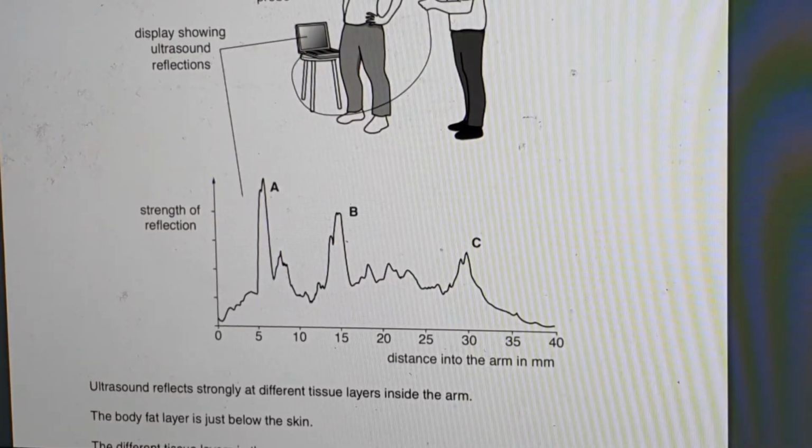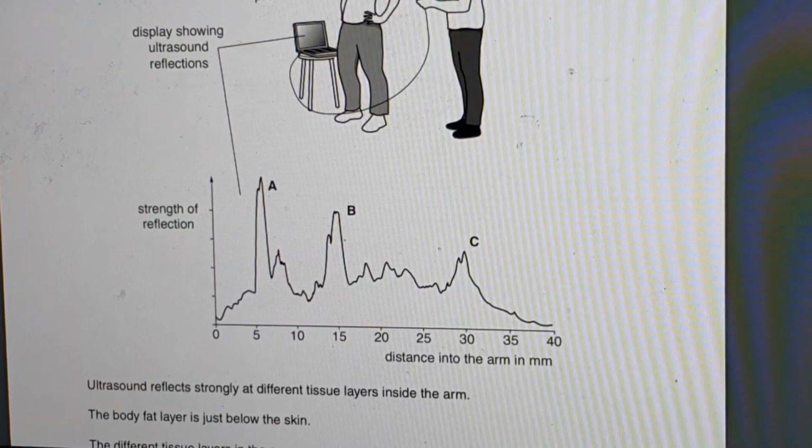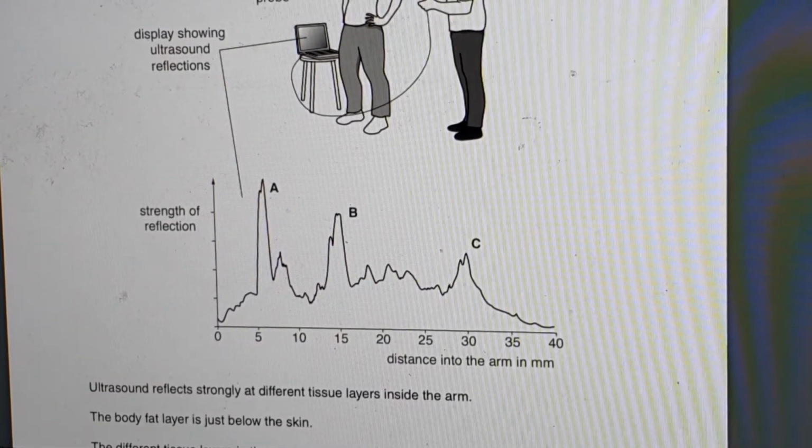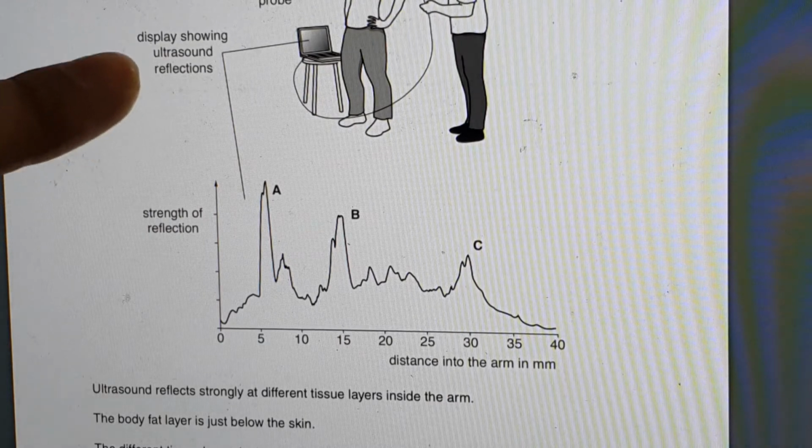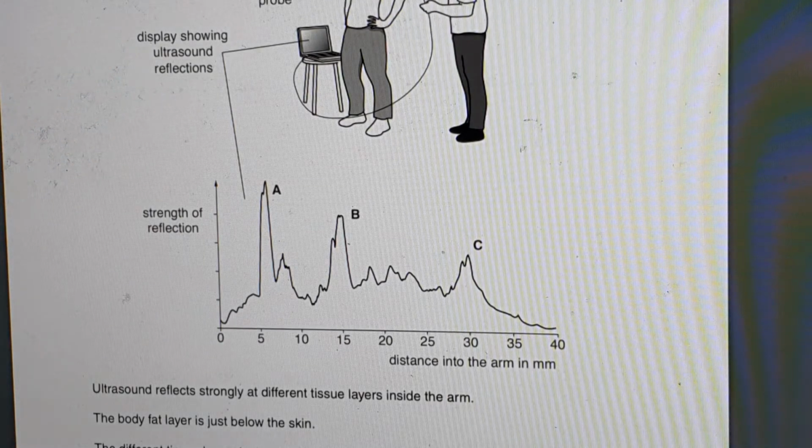Now have a look at the peaks A, B and C on the graph. On the x-axis you've got distance into the arm in millimeters and strength of reflection on the y-axis. You can see the display showing ultrasound reflections. So you've got to explain what those peaks, A, B and C, are.